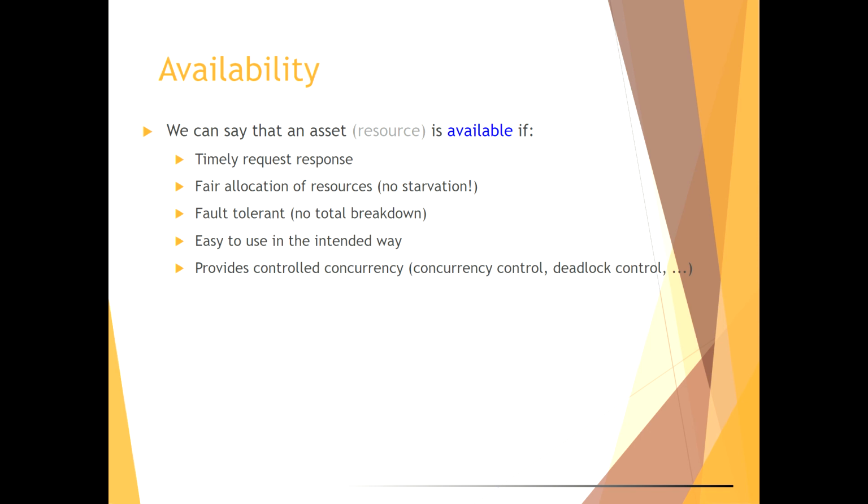We have easy to use in the intended way. That's user convenience. Provides controlled concurrency. So what will happen if person A accesses a certain file, then person B will also try to access that file? If it's a read-only file, that's okay. But what if it's a shared file where individuals can do read-write? How will the read-write functionality of a shared resource be done? So that's provision of control in the concurrency.